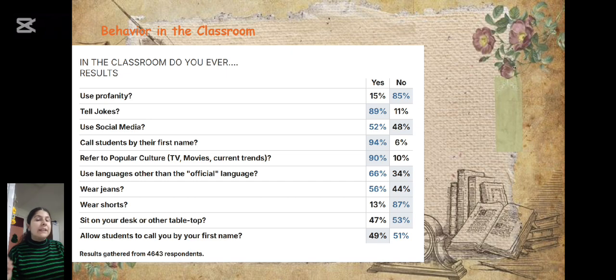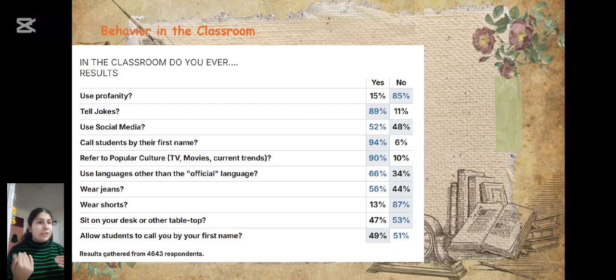Then behavior in the classroom. In the classroom, do you ever use profanity? Do you ever tell jokes? Do you use social media? Do you call students by their first name?